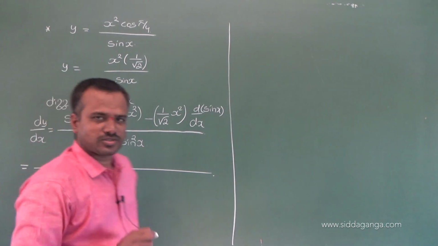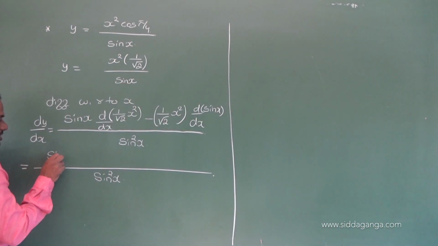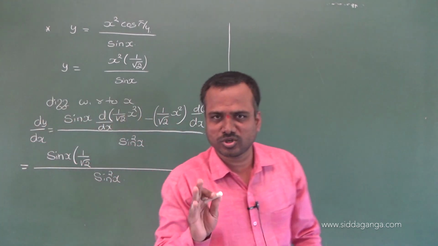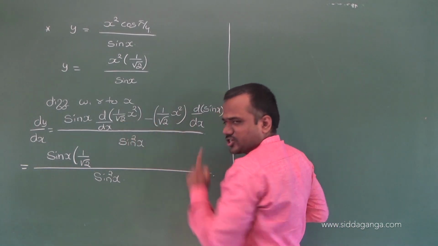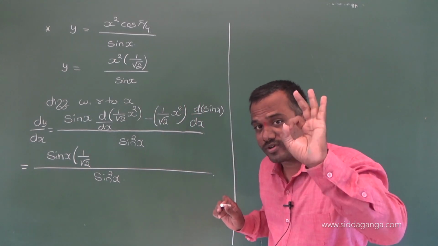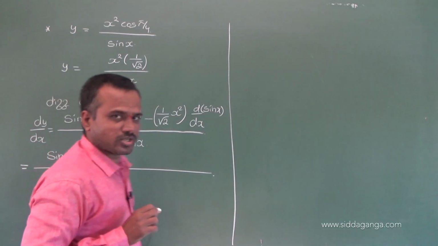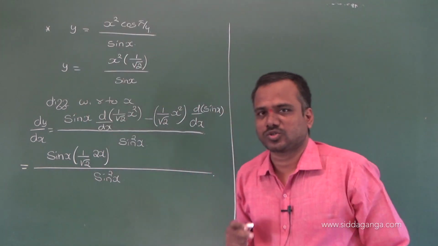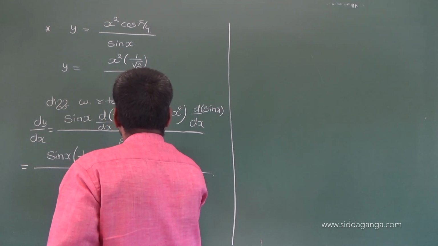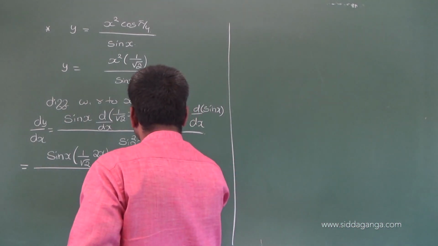sin² x. Sin x into, observe carefully here, 1 by root 2 is a constant, so I write it as it is, because it is constant into function. First rule: the constant 1 by root 2 we write as it is. The derivative of x² is 2x, correct? n x to the power n minus 1. Minus 1 by root 2 into x², we write as it is, into the derivative of sin x, which is cos x.